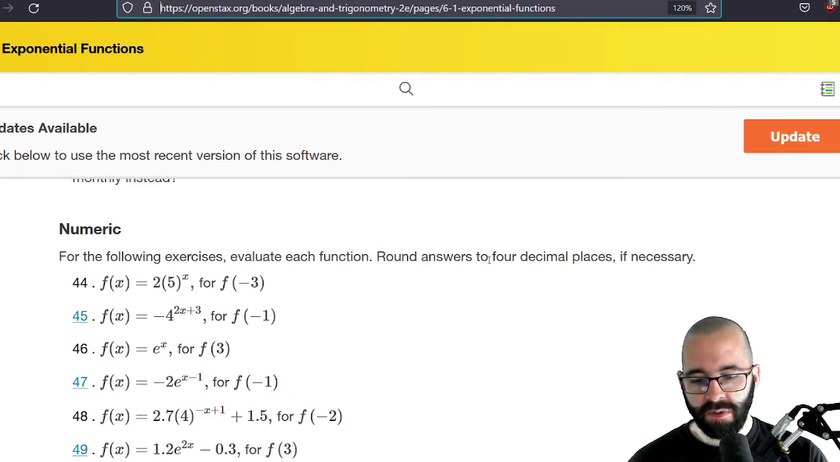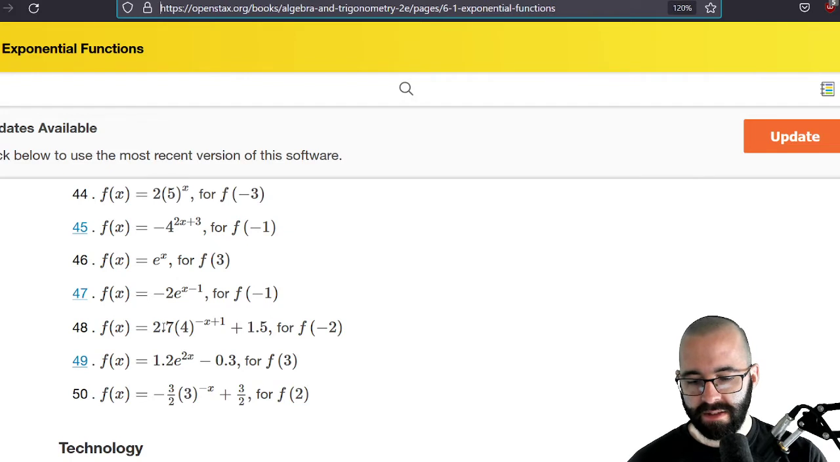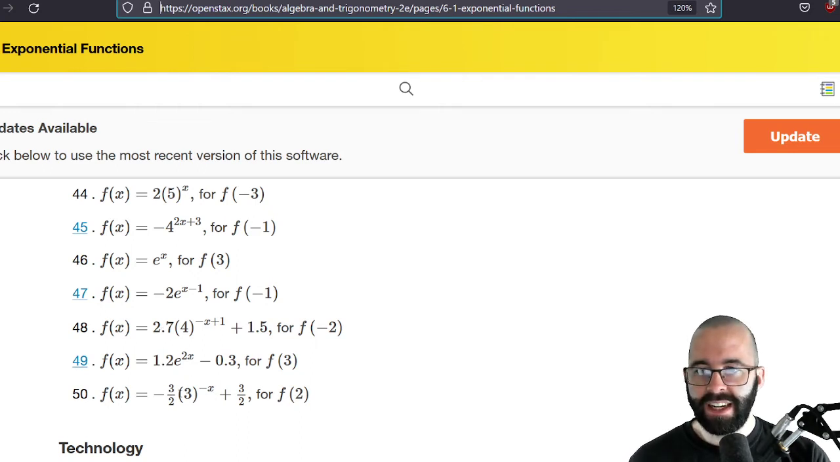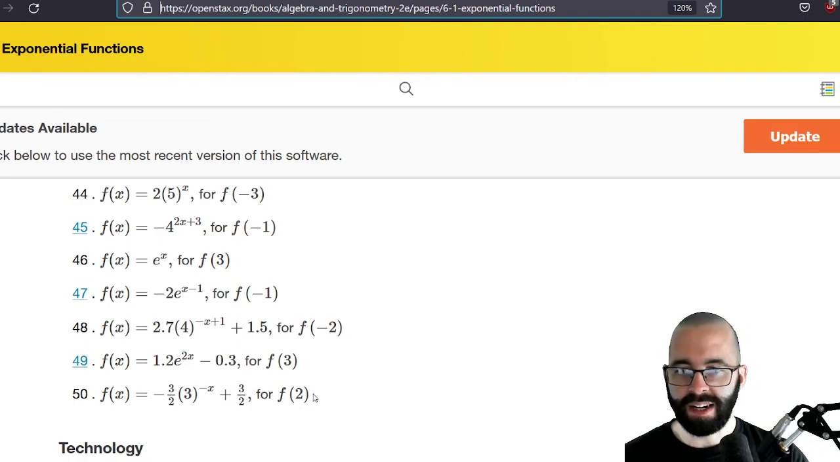Number 48 says, evaluate each function, round to 4 decimal places. This is actually, coincidentally, almost the same as the one we did. It's not a coincidence at all. I stole it. It's the same as the one we did in the other video. Well, let's do number 50. More practice for number 50.